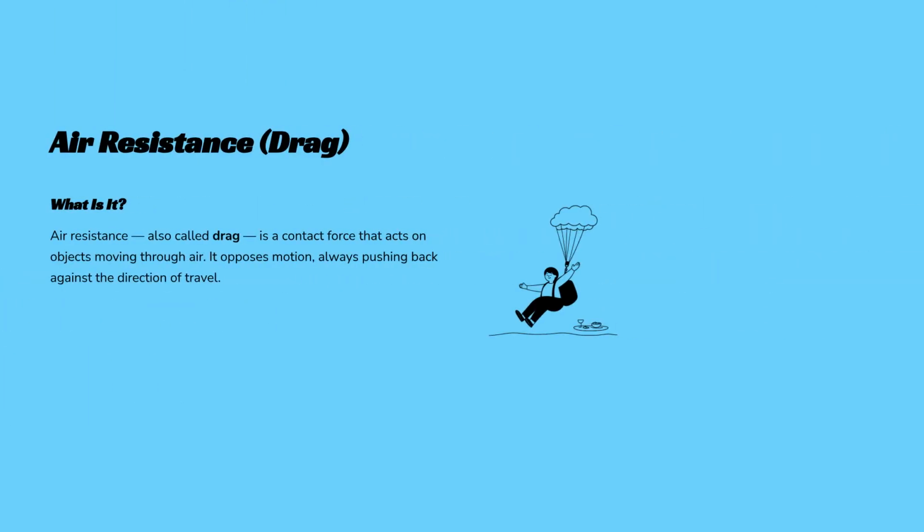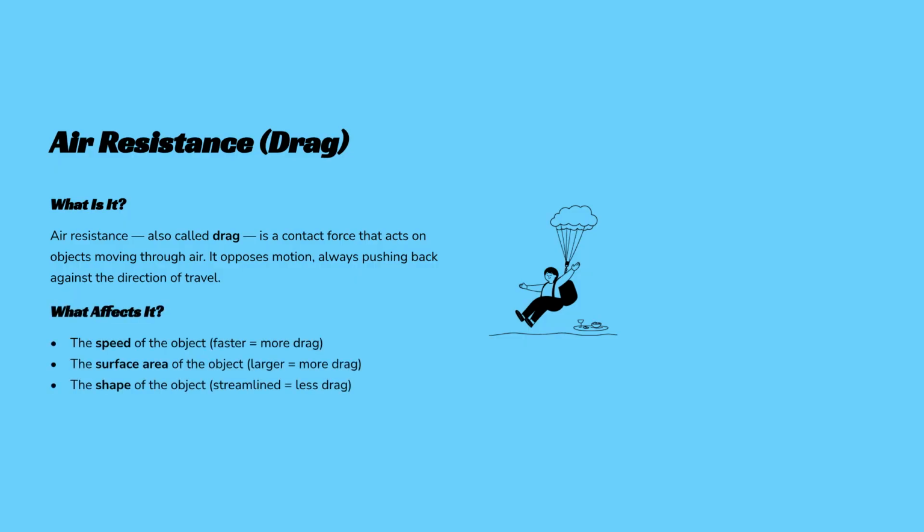Air resistance, also known as drag, is the force acting on objects moving through the air. It is affected by the object's speed, surface area, and shape. A streamlined shape will experience less drag.